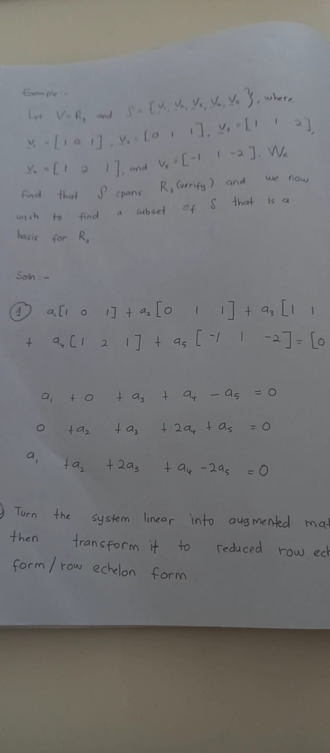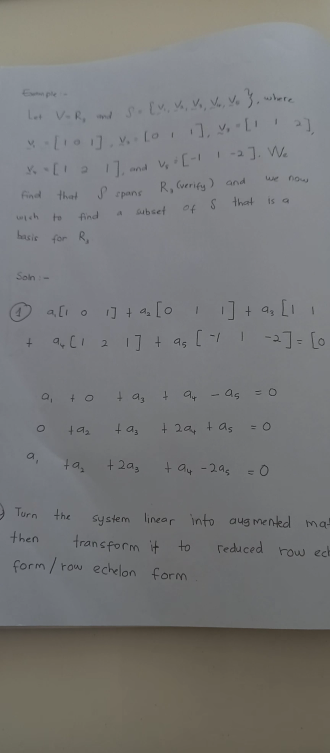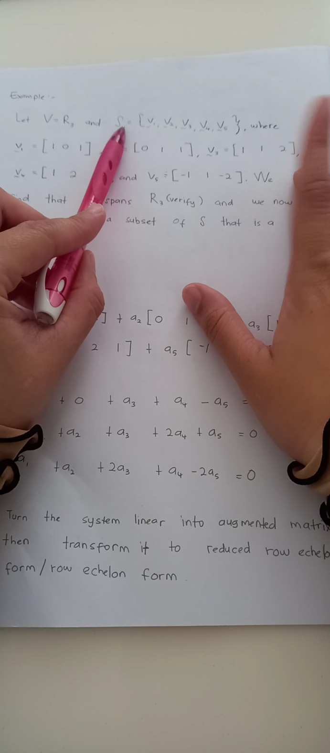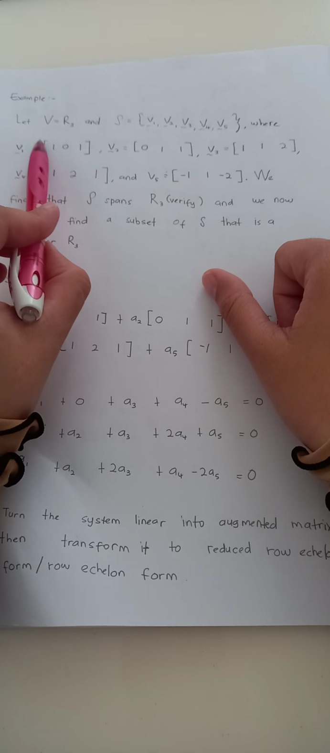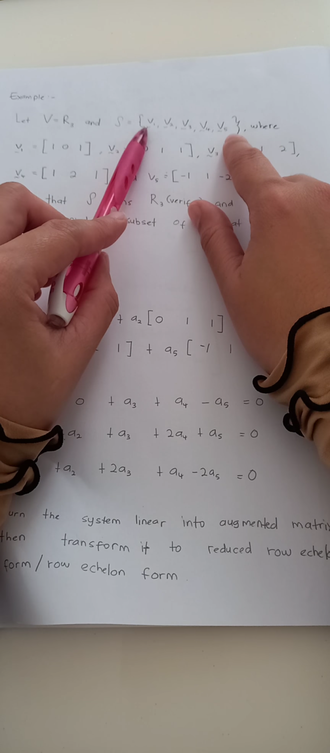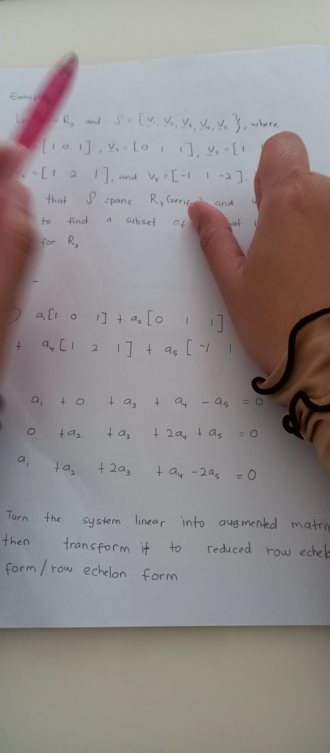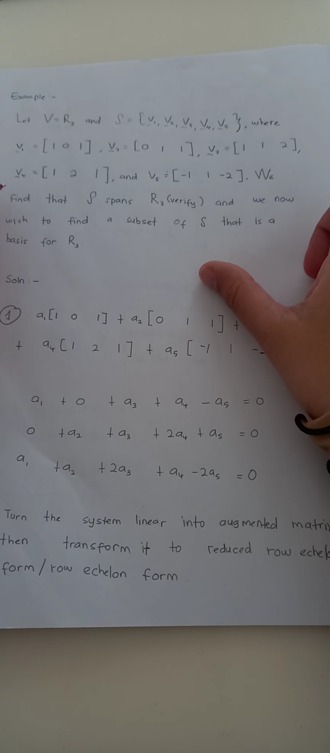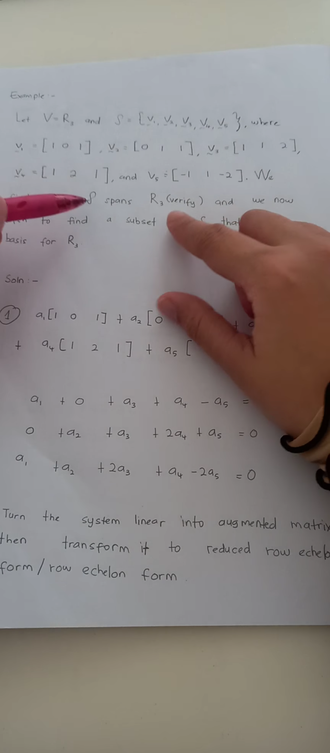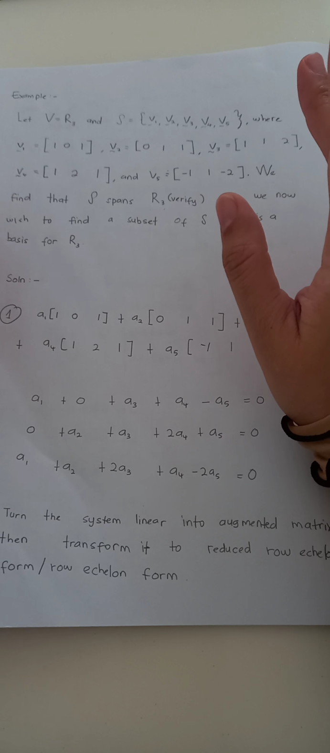Still under the topic of basis. In this question, we have the set for the vector space, V1 until V5, and this vector space is in the form of 3D space. R3 means that it is in 3D space. It is said that S already spans R3, so no need to think about span anymore.